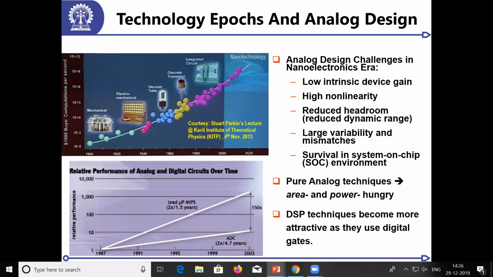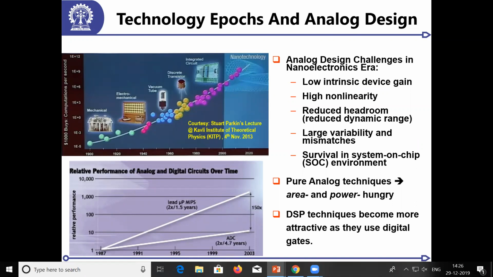And so that's why you have to make sure this becomes a challenge. If you make things bigger, power becomes larger, area becomes larger. Bigger things are more likely to fail than smaller ones. So we want to make it smaller, but at the same time, make sure that we do not suffer from variability and mismatches. So that's why we come up with some signal processing techniques or some algorithms to overcome.